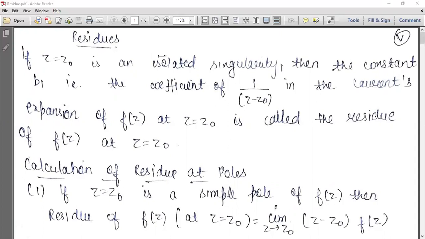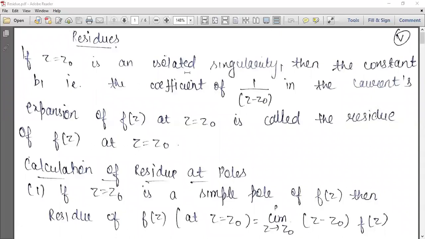Let's say you have an analytic function f of z, and z naught is an isolated singularity. Then the constant b1, which is the coefficient of 1 by z minus z naught in the Laurent expansion of f of z at z equal to z naught, is called the residue of f of z at z equal to z naught.